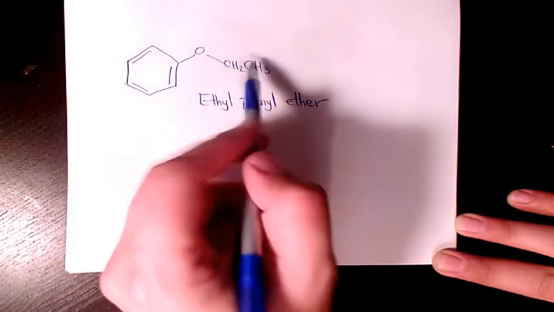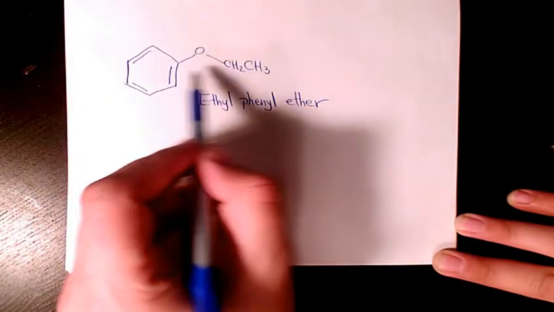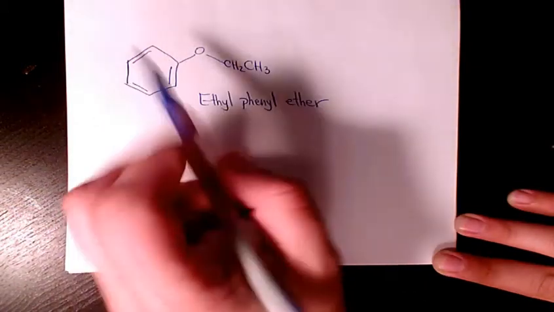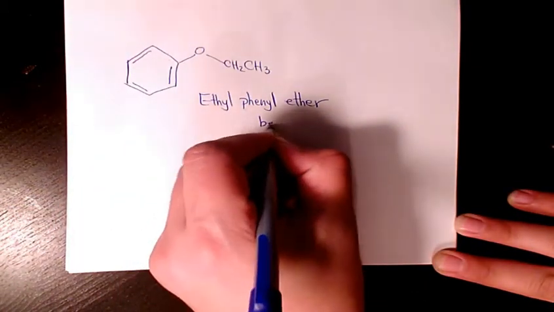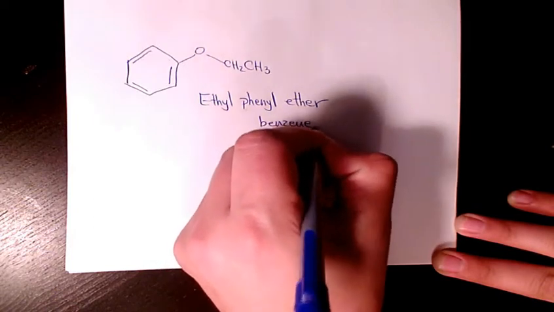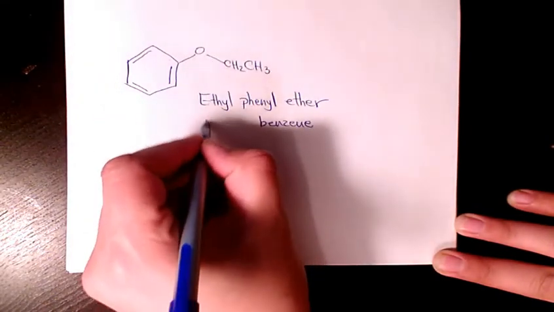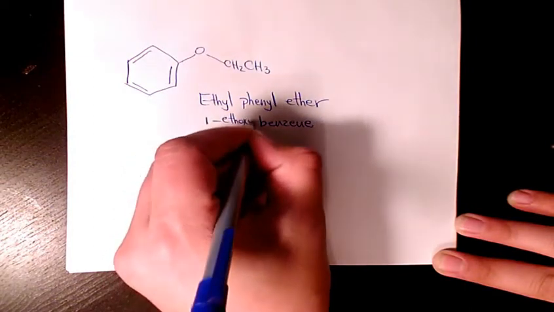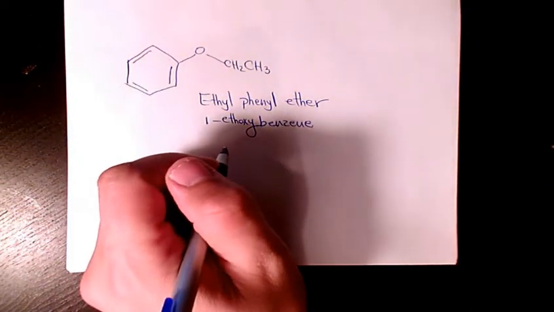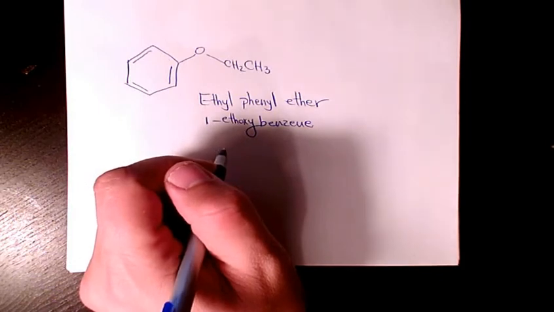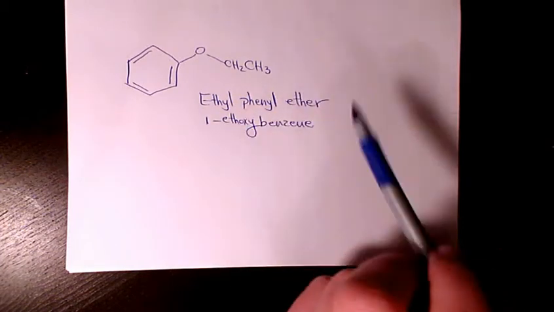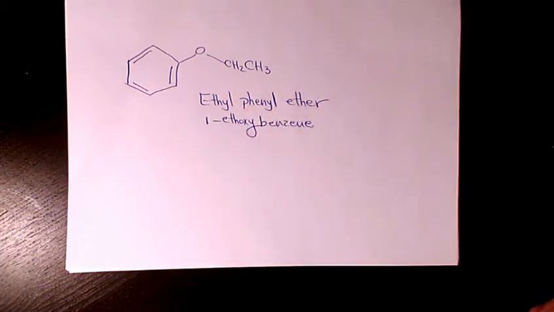Another one we can call the IUPAC name. So this one is the biggest alkyl group, so we call it benzene. And here we have one ethoxy benzene. That's the IUPAC name. Or you can simply call it ethoxybenzene. So these are two different possible names for this compound.